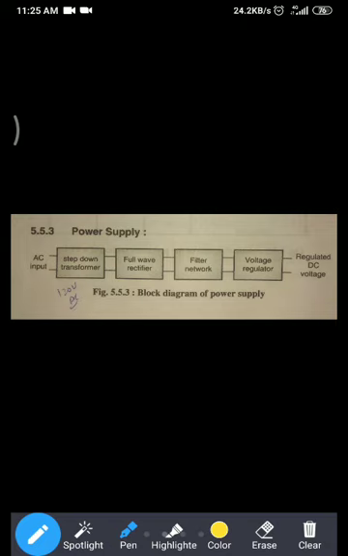So indication is one of the functions of the input module. Then termination: the input module provides proper termination to the input and output connectivity of the terminals, to avoid any direct AC supply to the PLC.